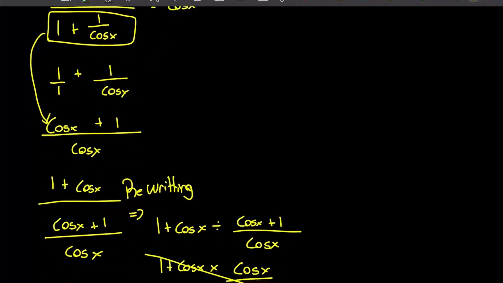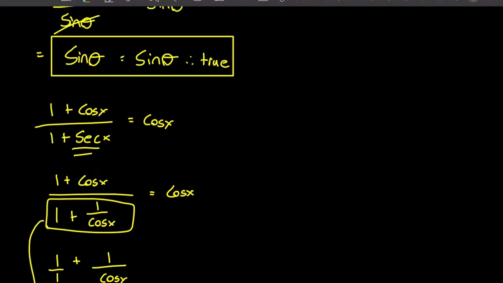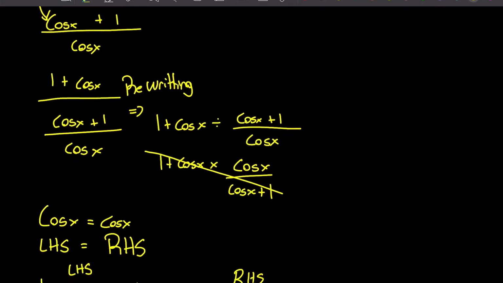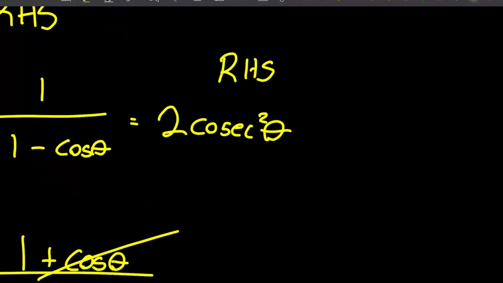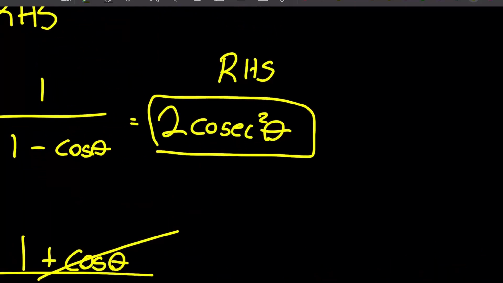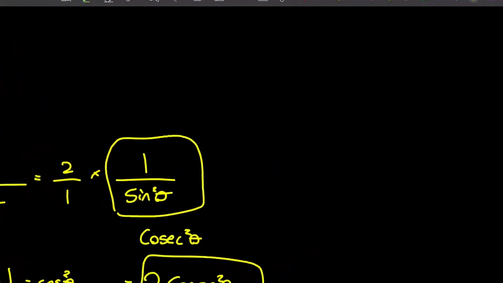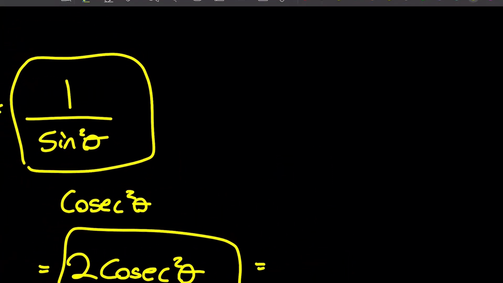Remember, please always be looking up at the question. I think I lost the question. Did I lose it? Oh, it's right here. Yeah. So they asked us to prove that it's equal to 2 cosec squared theta. And that's what we were able to do. So it's equal to the right-hand side.